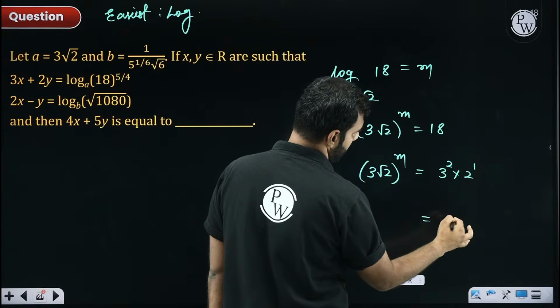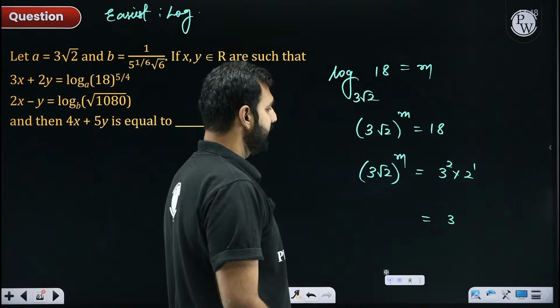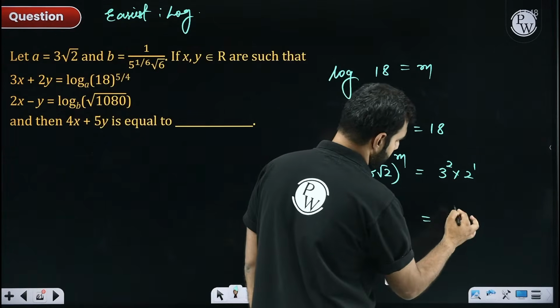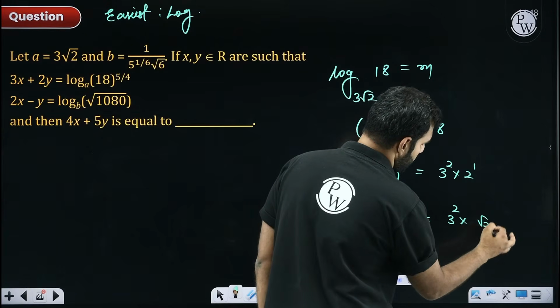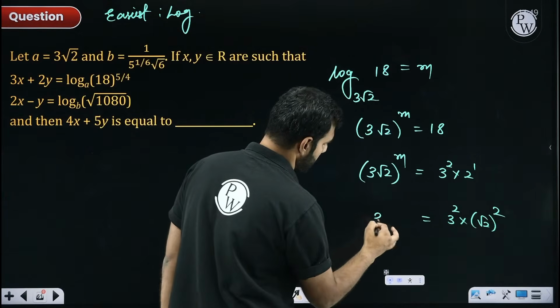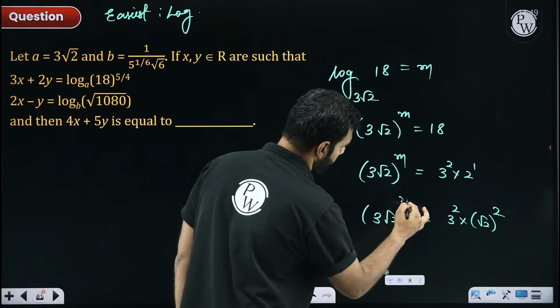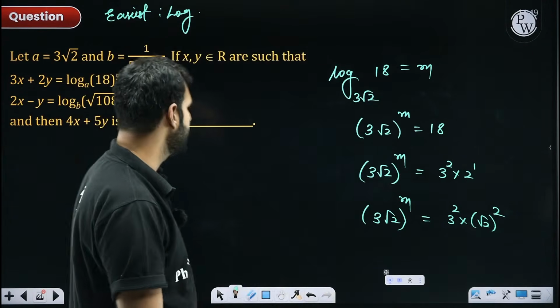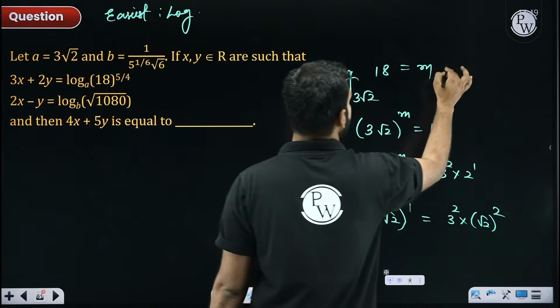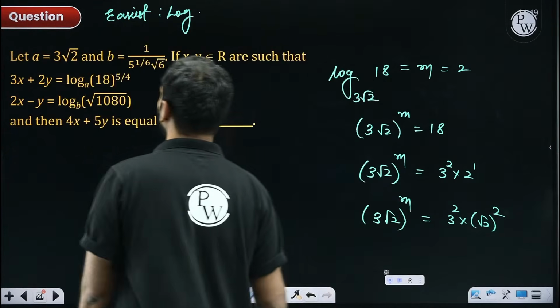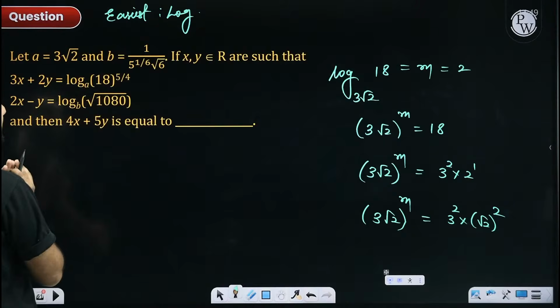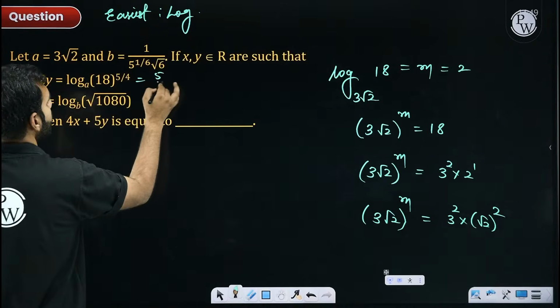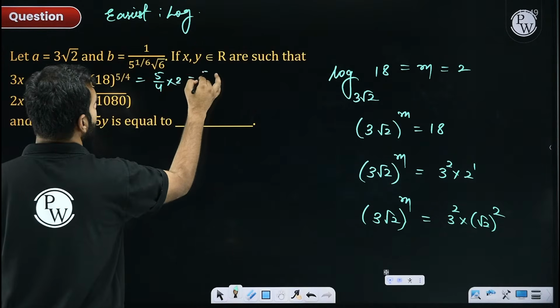So this can I not write as 9 into 2, which is 3 square into root 2 square, and this is (3 into root 2) to the power m. So I hope you are clearly getting that m will be 2 by simple observation only. So you have cracked m as 2. So if you have cracked m as 2, this log 18 base a is 2. So this is 5 by 4 into 2, which is 5 by 2.